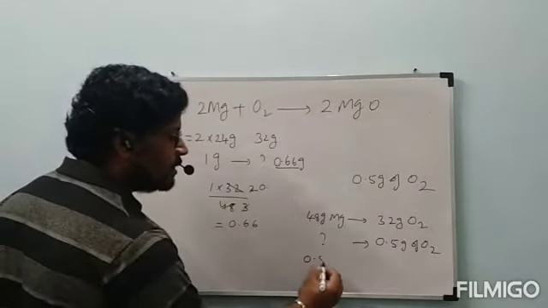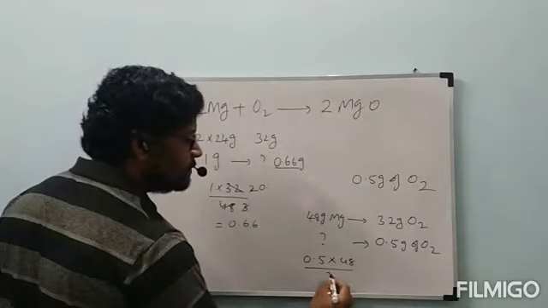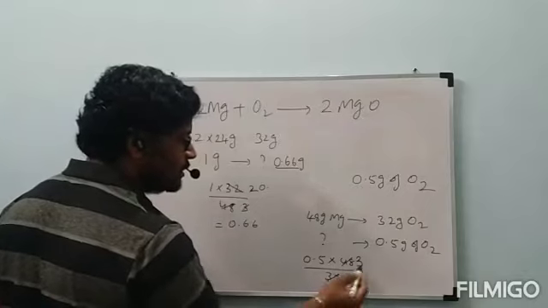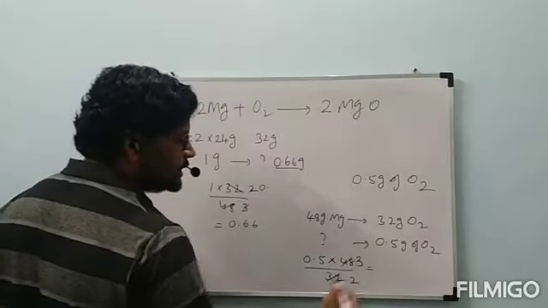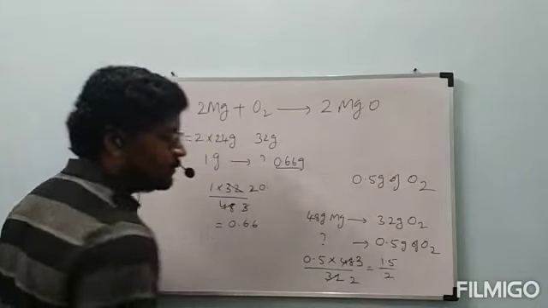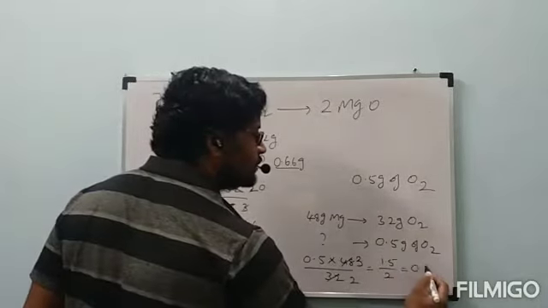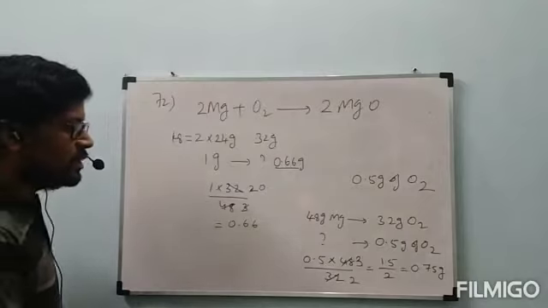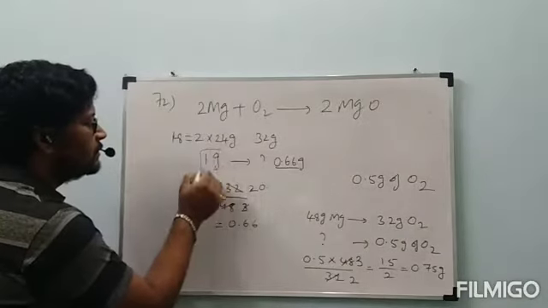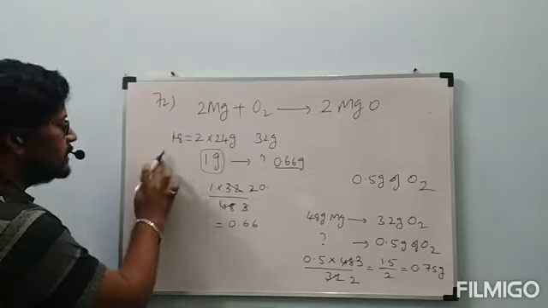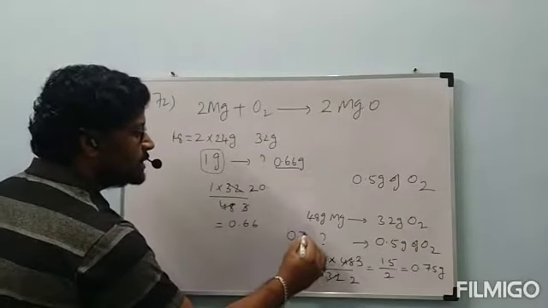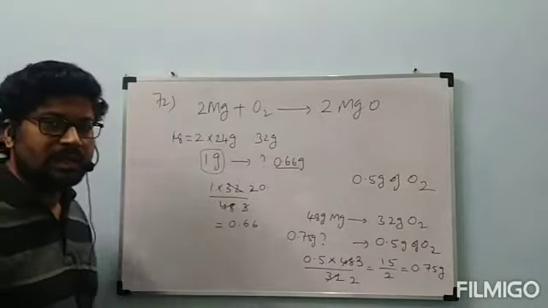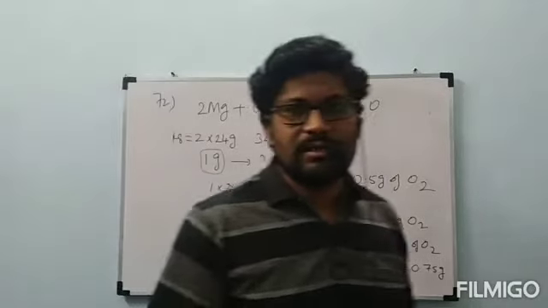That is 0.5 into 48 divided by 32. 16 3s, 16 2s, 3 into 0.5, that is 1.5 divided by 2, which is equal to 0.75 grams. So how much magnesium is required? 0.75 grams of magnesium should be required, but they give 1 gram. That means they give an excess amount of magnesium.